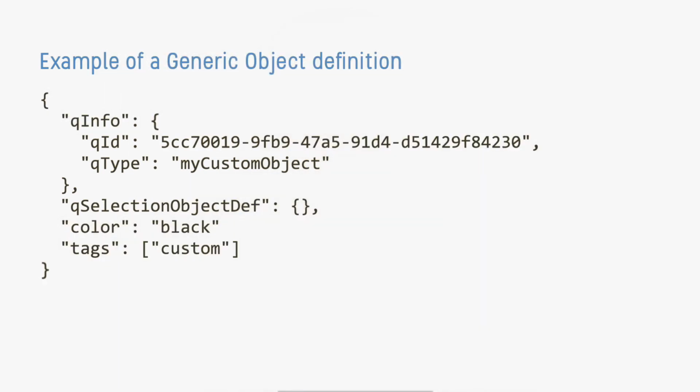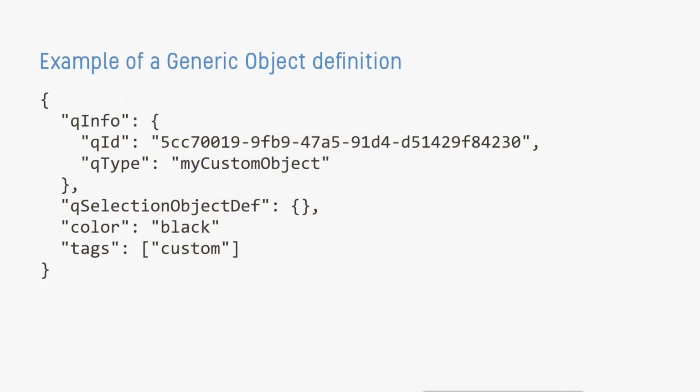Any unrecognized properties, whether they begin with a q or not, will be ignored and are most likely meant for use in the client. Now the great thing about this is that you can create brand new object types specific to your needs, and the engine will treat them like any other. Let's look at the structure of an example generic object.